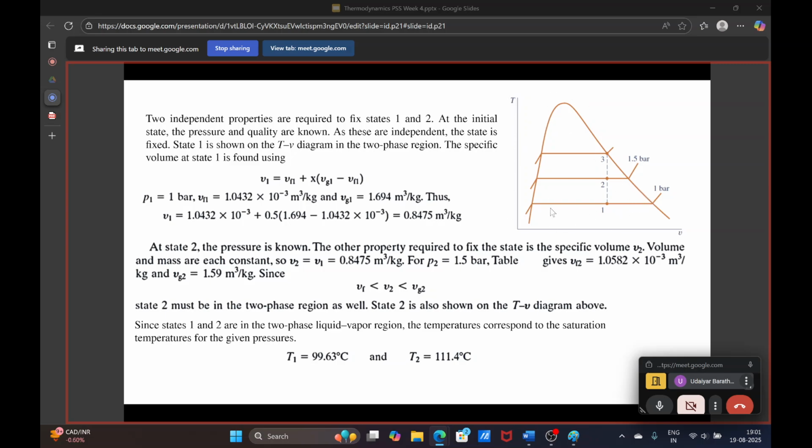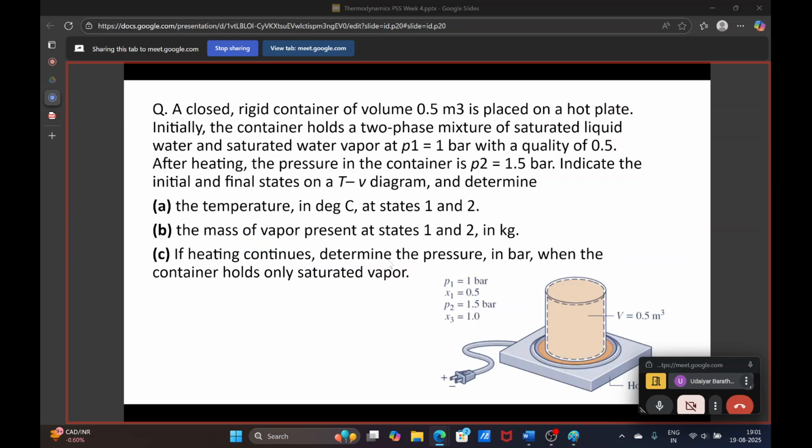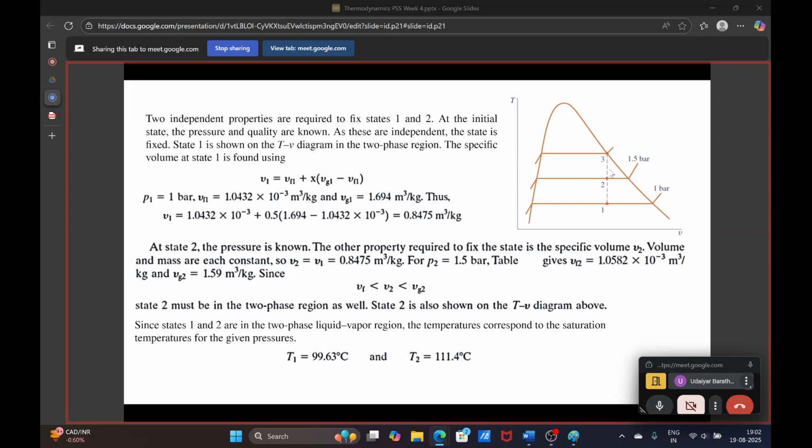In a T-v diagram, you are initially at 1 bar pressure and 0.5 vapor fraction. Since it's a closed container, your volume, or specific volume, will remain constant, so you are going vertically up. From state 1 the pressure has increased to 1.5 bar, so it's at state 2 here. Heating it again, when it's fully saturated vapor, it is at some pressure P, which we have to find out. That's what has been asked.